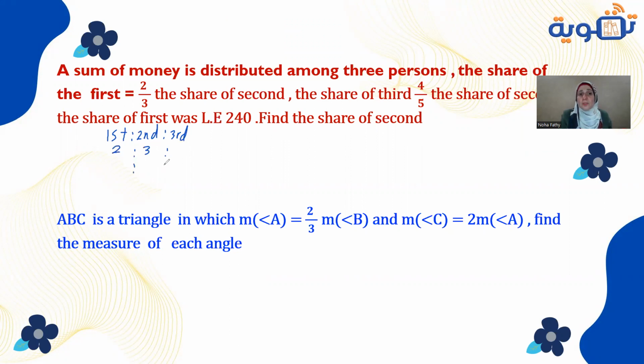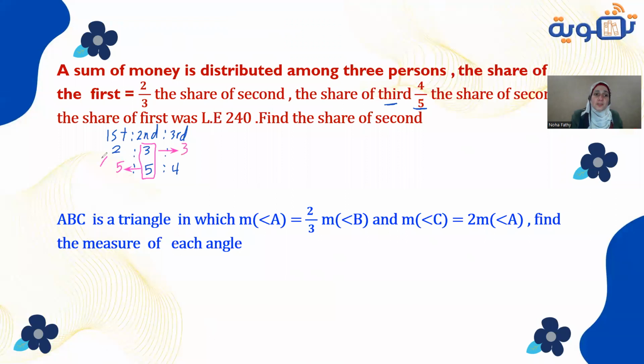Then what is the second ratio? Between third and second. So third 4 and second 5. Then where is the repeated value? Under second. So I will move it to the empty place in the first ratio and to the empty place of the second ratio. Here 3 and here 5. Then multiply vertically. So here 2 times 5 equal 10, 3 times 5 equal 15, 3 times 4 equal 12. So the ratio is 10 to 15 to 12.